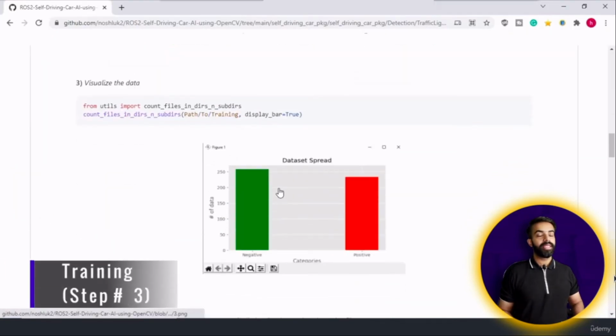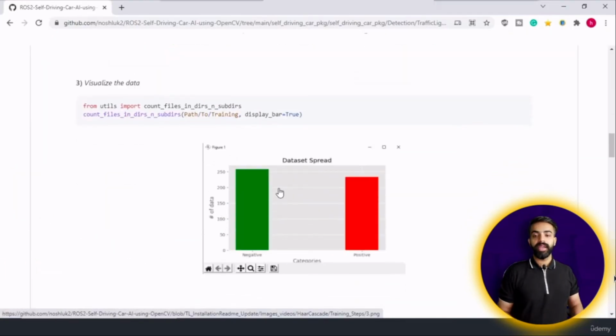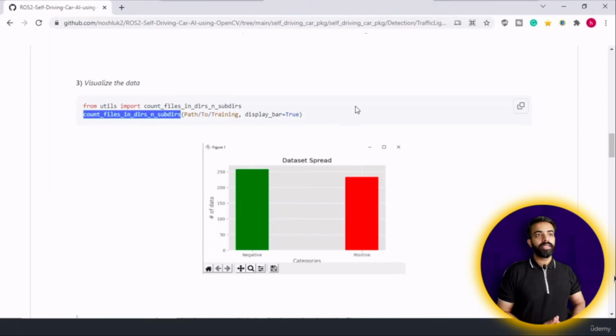Now, the next step is to visualize the data. Whatever data we have created, I need to visualize it to understand how well it has been balanced. If it is not balanced, then I need to augment some data to balance that data set. For this reason, we'll be using the function count files in dirs and subdirs, and its arguments are the path to training and the display bar. At the moment, we're already inside the path to training.